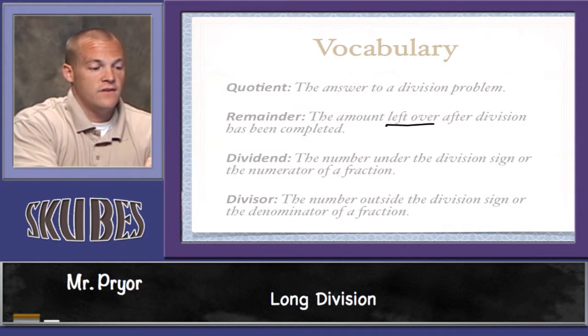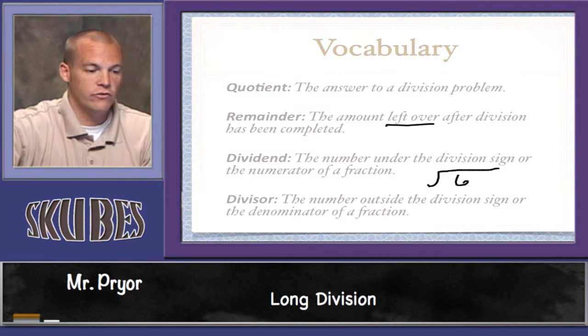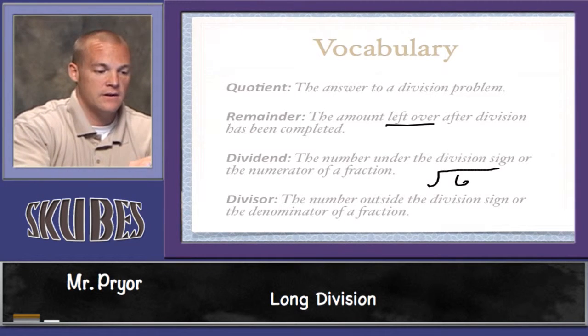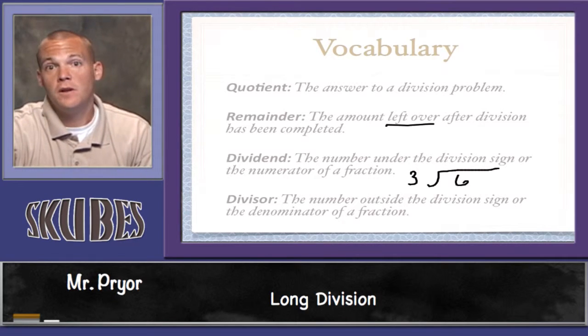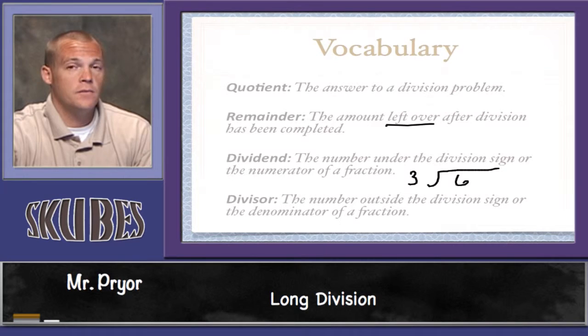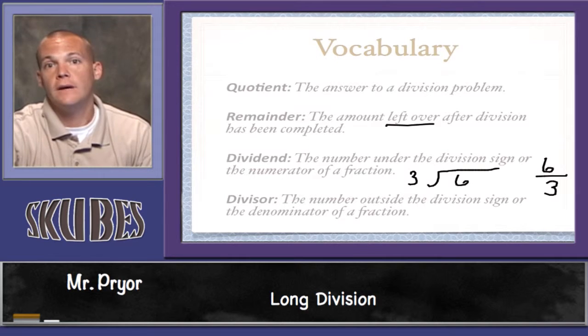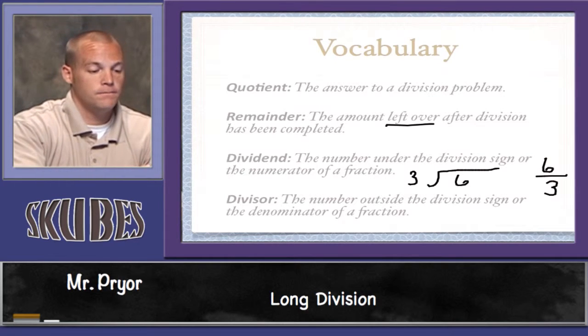Then, of course, you have the dividend, the number under the division sign. As a reminder, you have a division sign that looks like this. You have a number here. That is your dividend. And you also have a number out here. That is the divisor, the number outside. All right. These can also be written in fraction form. The dividend is always the numerator, so you're looking at 6. The divisor is always your denominator, over 3. So that's what that's referring to.